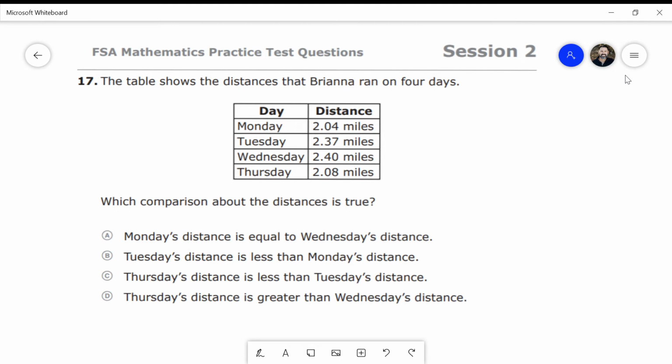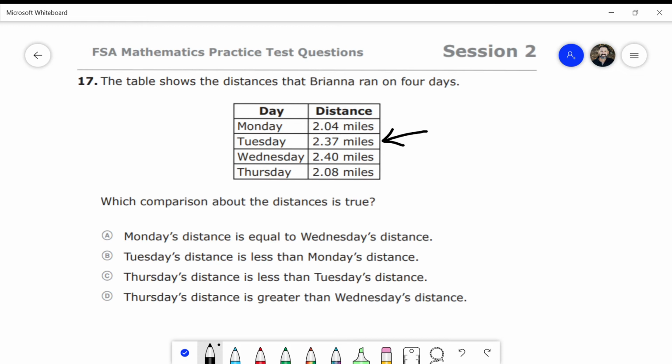So number 17 is just a multiple choice question, one answer. The question says the table shows the distance that Brianna ran on 4 days. So the data, the information is right in here. We can see the distance that Brianna ran for each of the 4 days. Now, the question is which comparison about the distance is true? So we're just really comparing these numbers that have decimals in it.